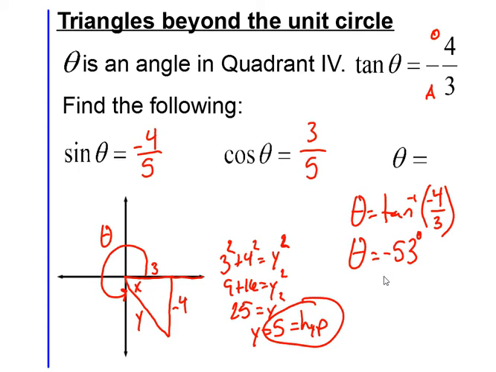But since I want to know the positive of this, not just the negative version going down, what I'm going to do is take 360 degrees and take away 53 from it. I end up with 307. 307 is my positive angle. 53 is the negative angle going clockwise, but going counterclockwise is 307. Let's try this example one more time.